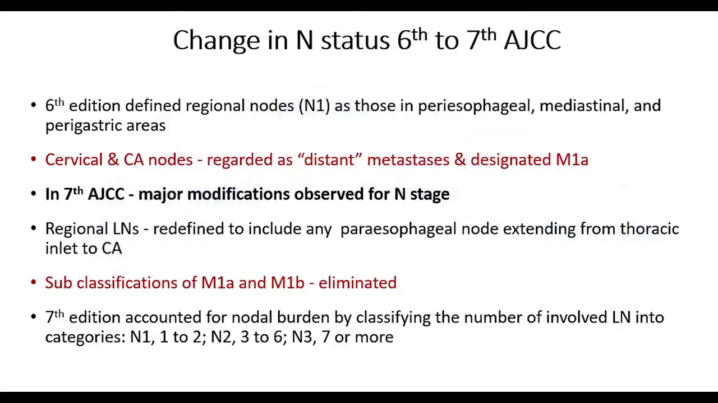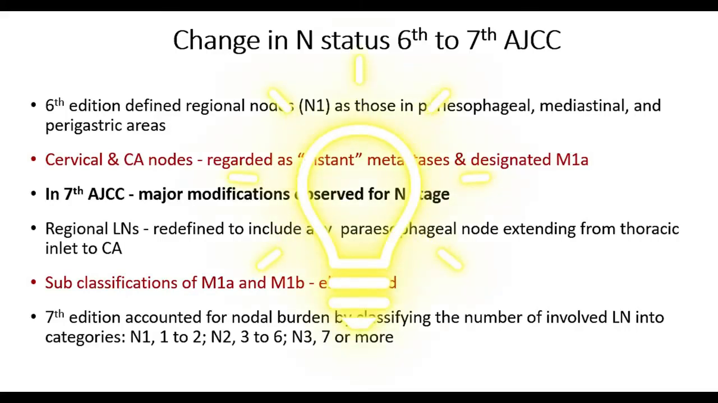The regional lymph nodes were redefined to include any periesophageal node extending from the thoracic inlet to the celiac axis. Subclassification of M1a and M1b is limited. Again, it is important to remember this change. The 7th edition accounted for nodal burden by classifying the number of involved lymph nodes into category N1, that is 1 to 2, N2, 3 to 6, and N3, that is 7 or more.